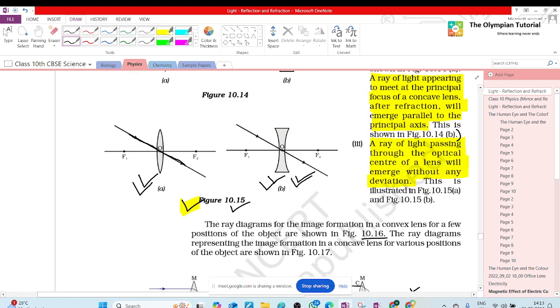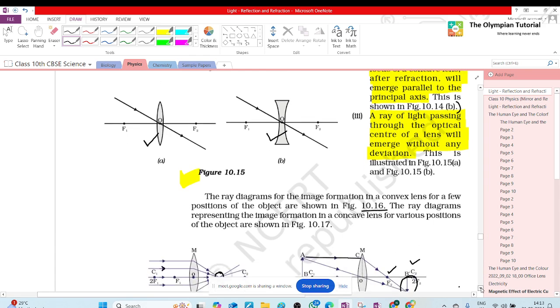What is the optical center, Ayukta? Ma'am, the center of the lens. Yes, the center of the lens is known as the optical center. Here it is O, and light rays go through the optical center without any deviation.